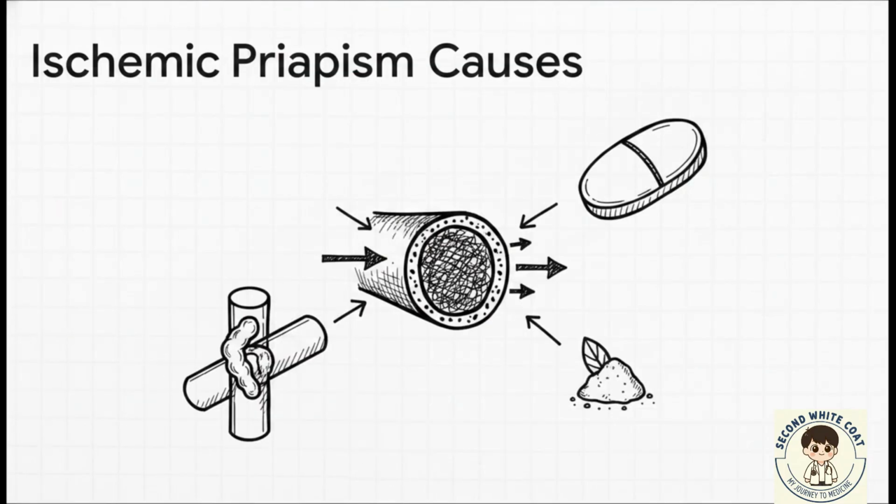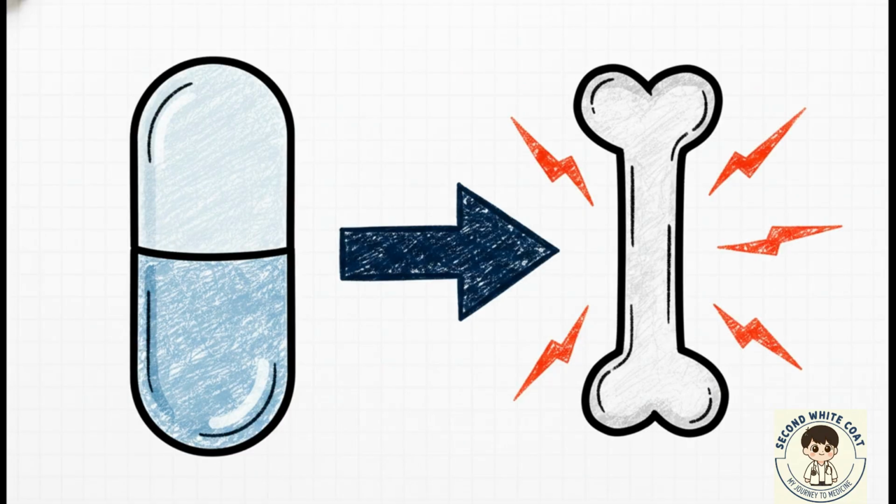The USMLE absolutely loves to test the specific associations that cause this blood trapping. Always, always look out for a child or young adult with sickle cell disease presenting with a painful erection. Those sickled red blood cells literally physically block the venous drainage. Also, keep an eye out for patients on medications like PDE5 inhibitors, Viagra or sildenafil, which can trap blood if the dose is too high. Other classic causes include antipsychotics, thanks to their alpha blockade effects, and cocaine, which just causes severe vascular dysfunction across the board.